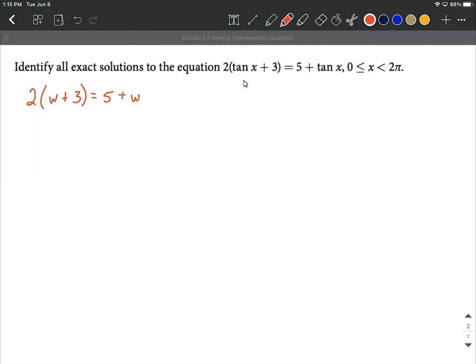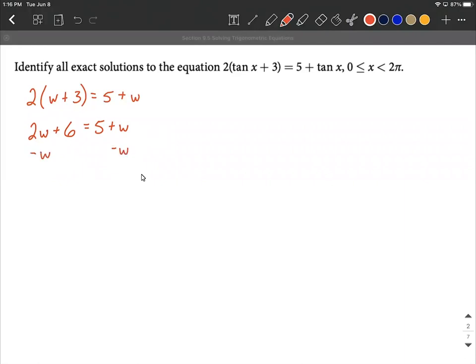It's going to be basically the same work to solve our original equation down for tangent. So first thing I would do on our side equation here is go ahead and distribute our 2. So we can say that's 2w plus 6 equals 5 plus w. Next thing I would probably do is get all of the w's on the same side. This is a nice linear equation, so I'm going to move this w from the right-hand side over to the left side by subtracting it.